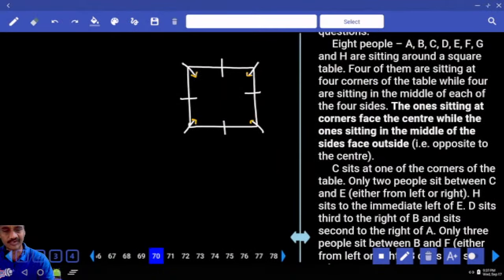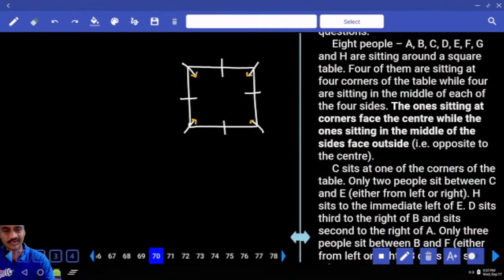Now, D is seated second to the right of whom? D sits second to the right of B and second to the right of E. D is seated second to the right of A. And only 3 people between B and F. Now, 3 people between B and F is nothing but they are opposite to each other. B and F must be opposite. B does not sit adjacent to H.